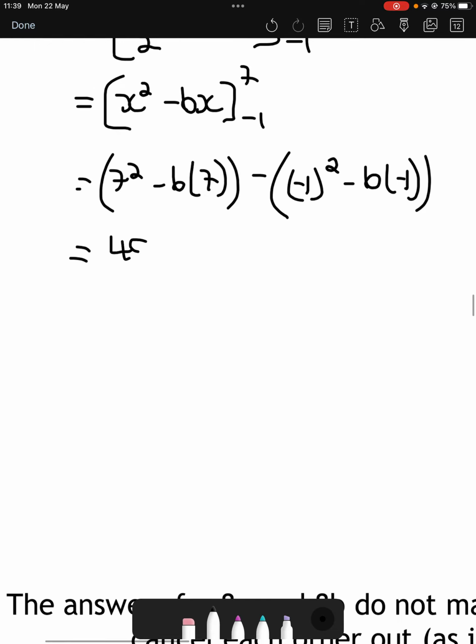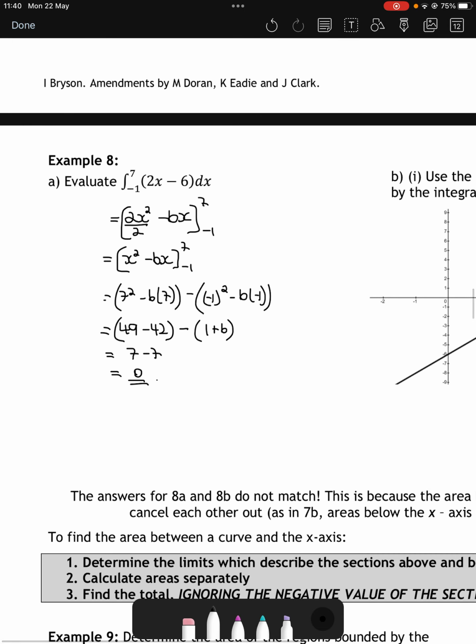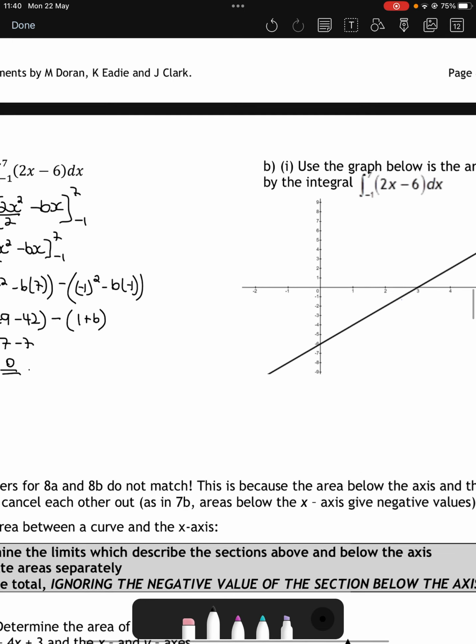So we got 49 minus 42 minus 1 plus 6, which is going to be 7 minus 7, which is 0. So you might think, why is it strange that we're getting 0? Now, the reason we're getting 0 is if we actually look at this graph.